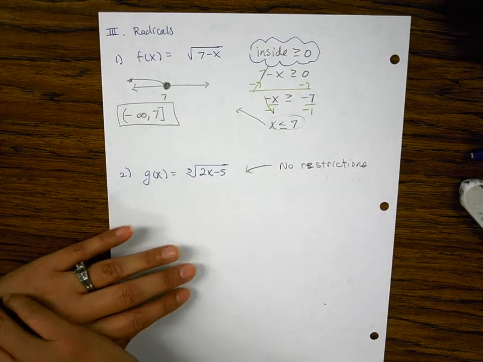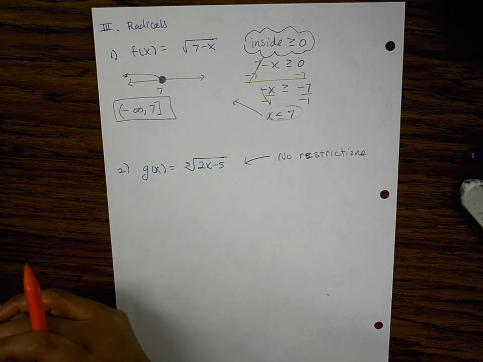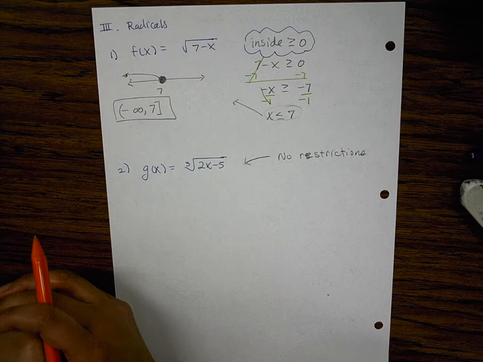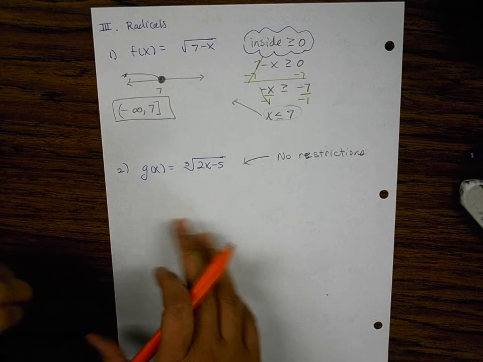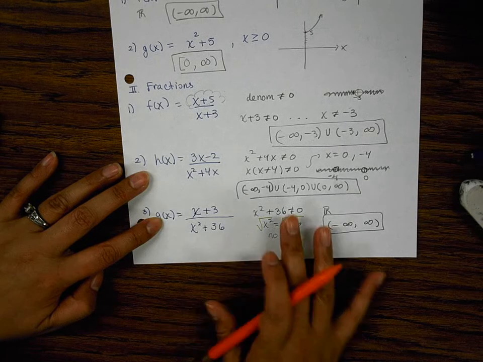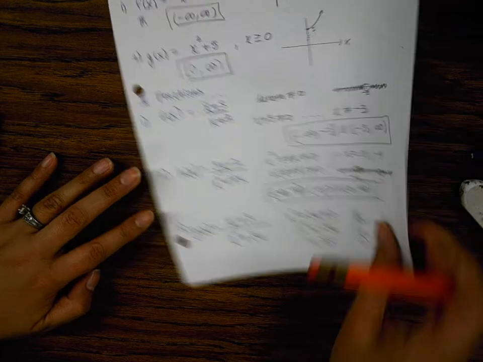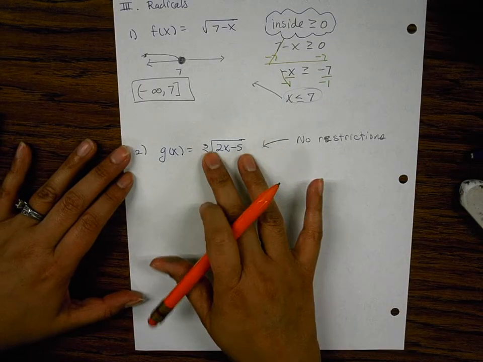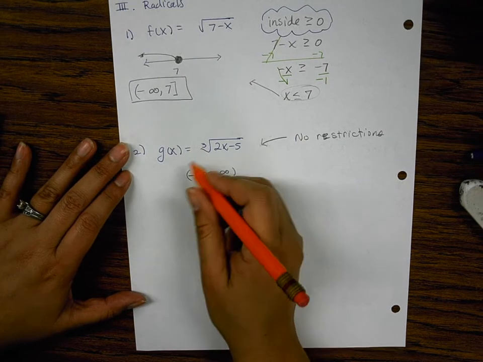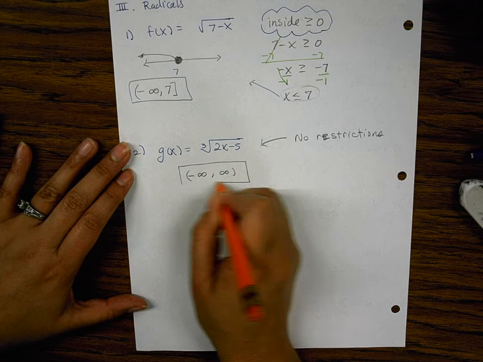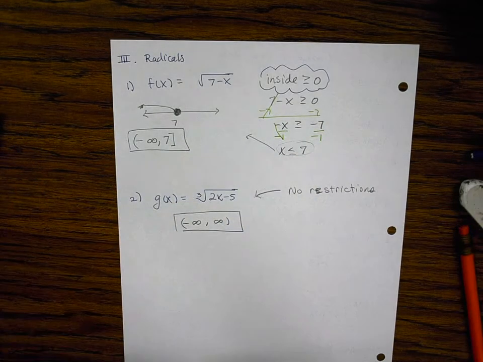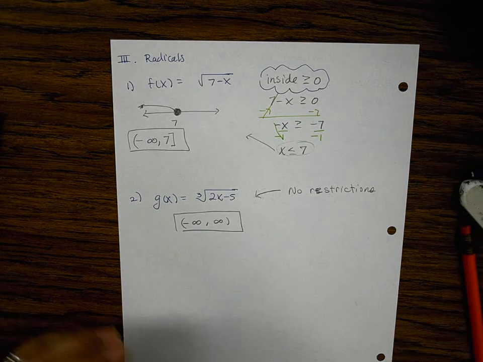You can take the cube root of a positive, you can take the cube root of a negative, you can take the cube root of 0, of a fraction, of a decimal. There are no restrictions. And remember what I said earlier, when there are no restrictions for your problem, then your domain is all reals. And since there's no restriction for a cube root, our domain is negative infinity to infinity, which is how we write all reals.